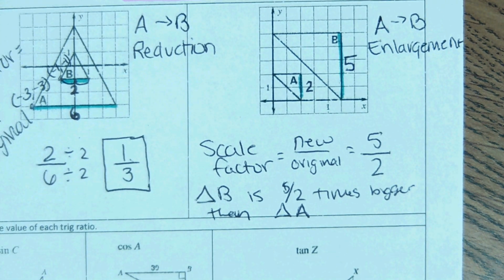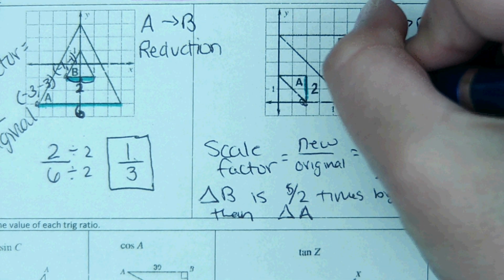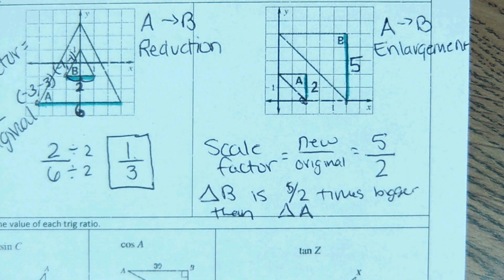And that's what it means. And again, you could take the coordinates and multiply them by 5 halves and you'd get the new coordinates too.